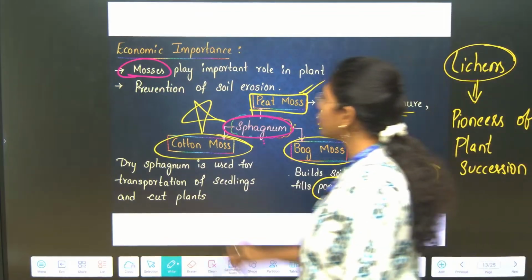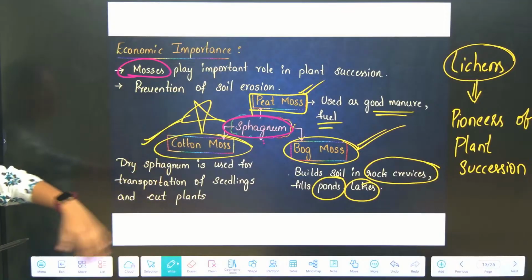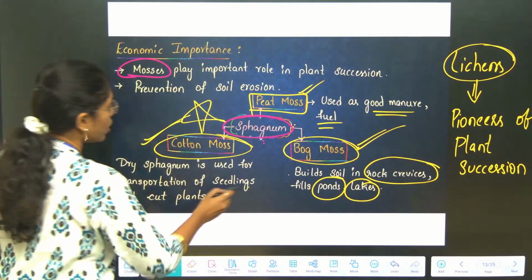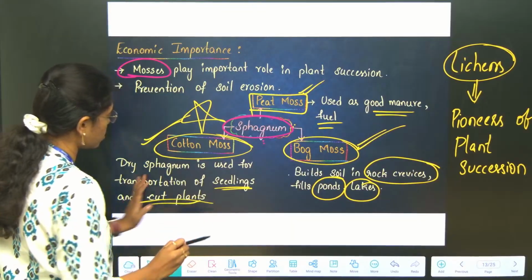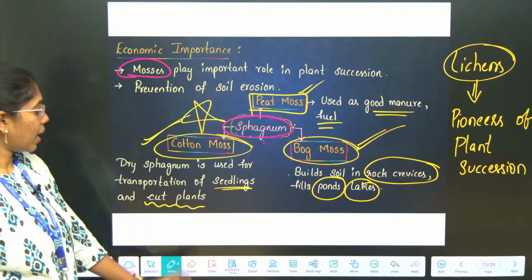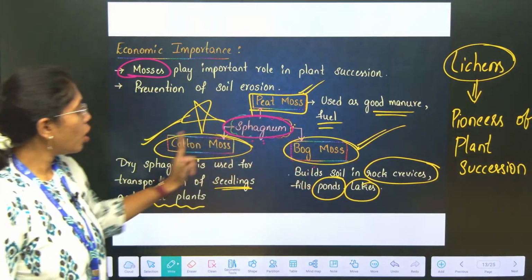Okay. This is also called cotton moss because this dry sphagnum is used for the transshipment or transportation of seedlings and cut plants. Okay. This is used in the transportation of seedlings and cut plants. Sphagnum is also called peat moss, bog moss, cotton moss.